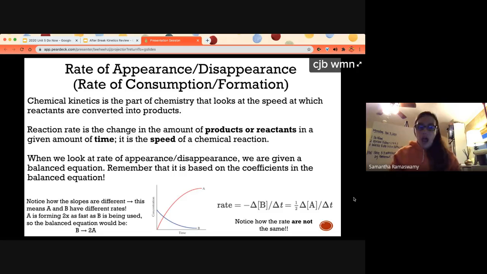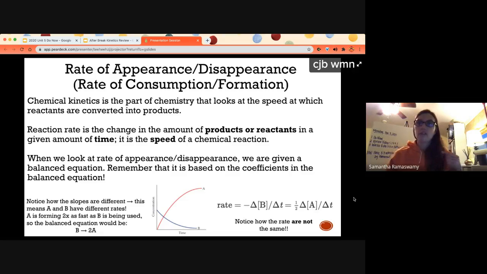Right. So as we introduced kinetics, we talked about speeds of reactions. How fast are reactants turning into products? Well, reactants are disappearing, products are appearing. So when we look at the rate of appearance and disappearance, we're looking at how fast the reactants are disappearing and the products appearing. Reaction rate. So when we talk about the speed of a reaction, the reaction rate is the change in products or reactants in a given amount of time.